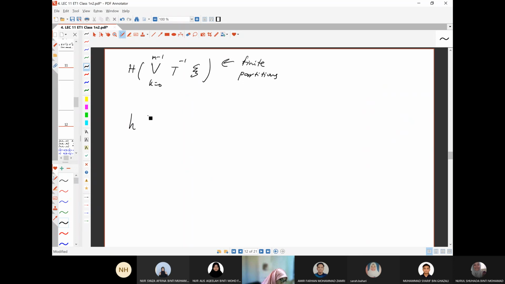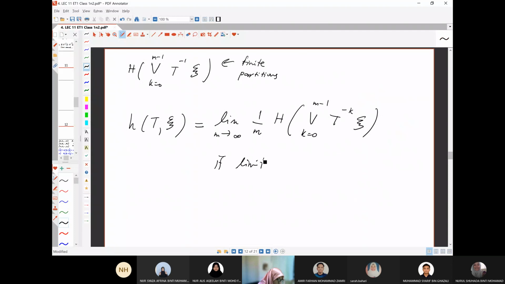So h. We use the small h now. So the entropy of the transformation with respect to the partition is equals to the limit of m goes to infinity of 1 over m of the entropy of the finite partitions. So if the limit exists, then you can get the entropy. This is the formula.